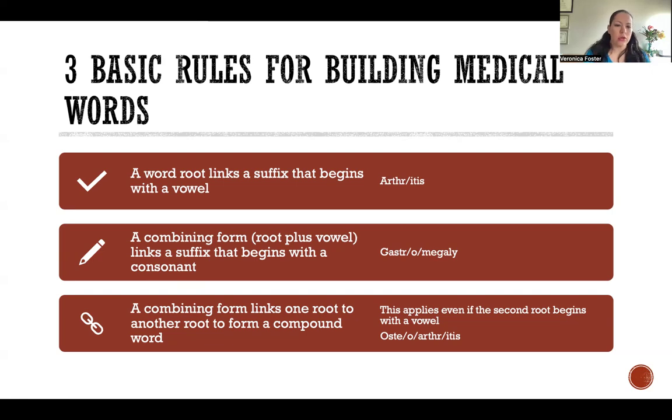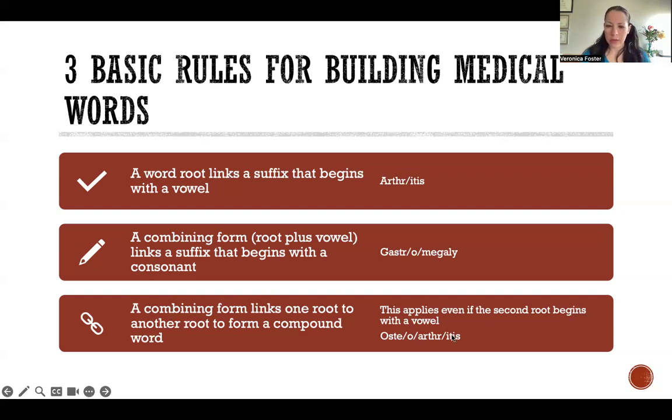And then our last rule here is that a combining form links one root to another root to form a compound word. Some terms include two word roots, not only one. So if we're ever combining two word roots into a single term, then we always use the combining form for the first word root, even if the second word root starts with a vowel. The rule is a little bit different than when we're just talking about word root or combining form with the suffix. When we're attaching two word roots together to form a compound word, we always use the combining form of the first one, regardless of whether the second word root starts with a vowel or a consonant.